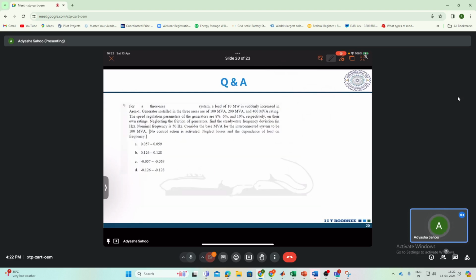Okay, now another question is here. For a three area system, a load of 10 megawatt is suddenly increased in area 1. So delta PL1 is plus 10 megawatt, and PL2 and PL3 are 0. Generators are installed in the three areas and their ratings are given, and the speed regulation, that is R, is given for all three generators. Neglect the friction. Find the steady state frequency deviation.